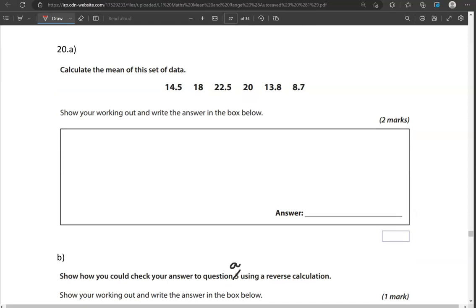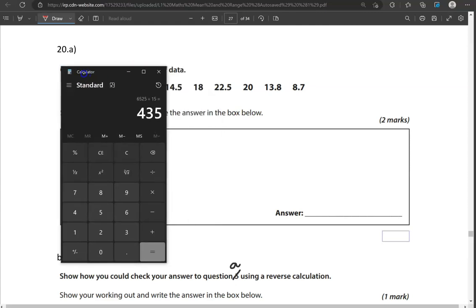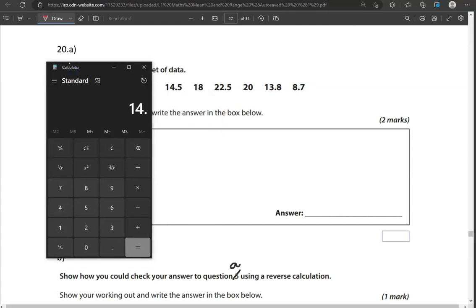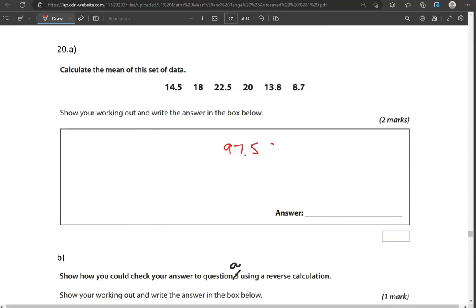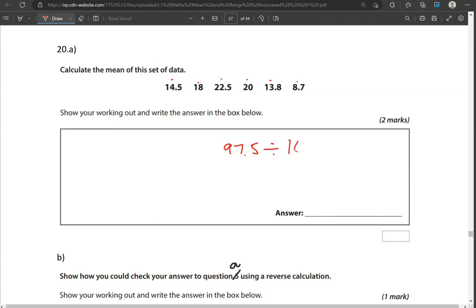Calculate the mean of this set of data. So 14.5 add 18 add 22.5 add 20 add 13.8 add 8.7 gives us 97.5, divided by 1, 2, 3, 4, 5, 6, which is 16.25.